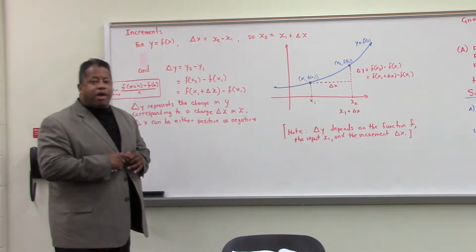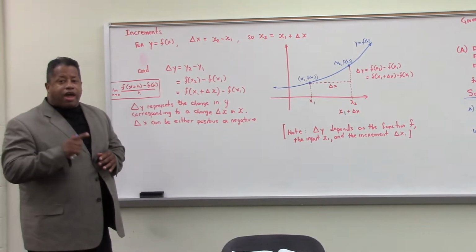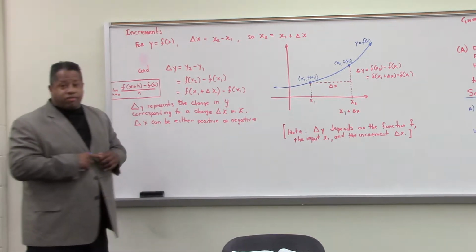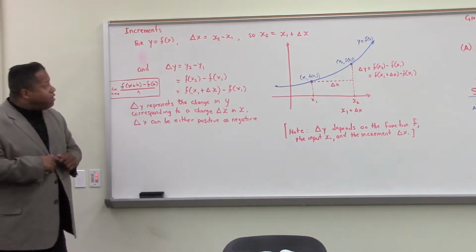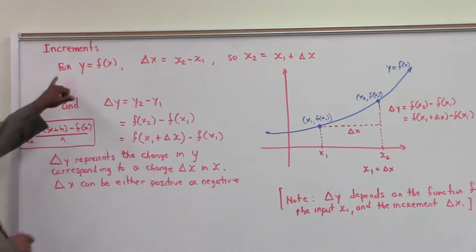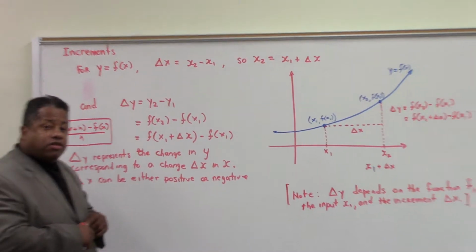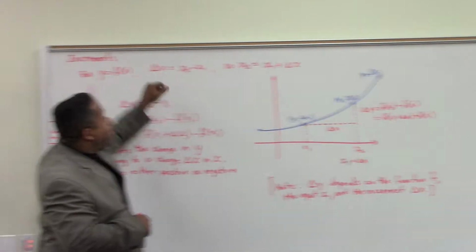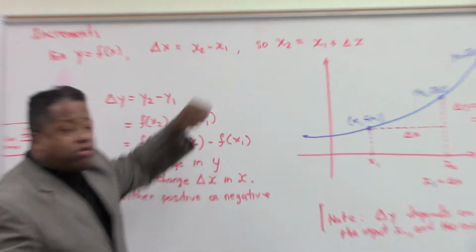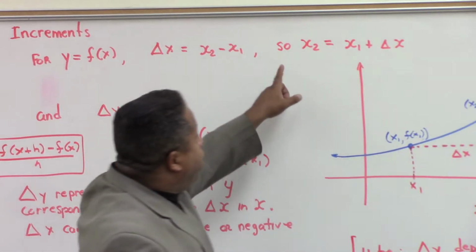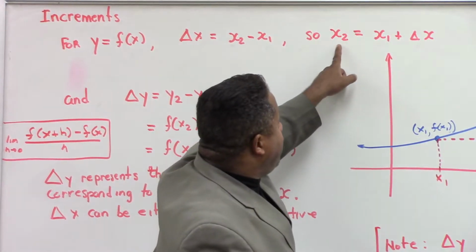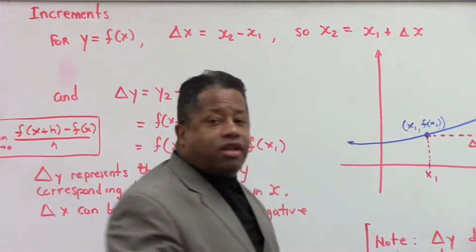And here we're going to be talking about differentials and the calculus sequence, where we're going to learn how to calculate increments. So let's look at some notes here on the board, what I have written here. For y is equal to f of x, some function, delta x is the change of x, where x of 2 minus x of 1 is a representation of that. So if we solve for x of 2, we get that x of 2 is equal to x of 1 plus delta x.